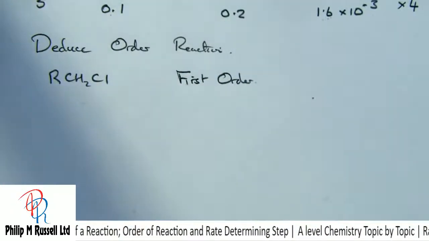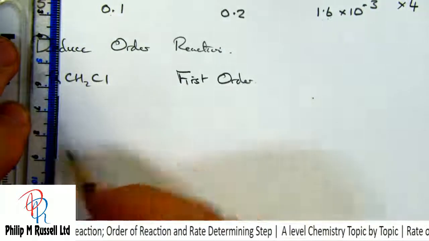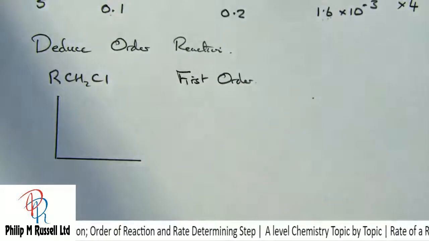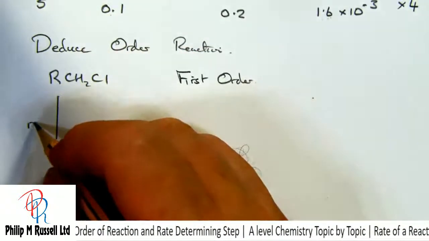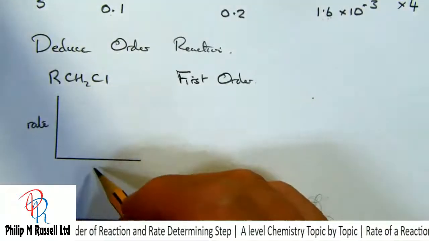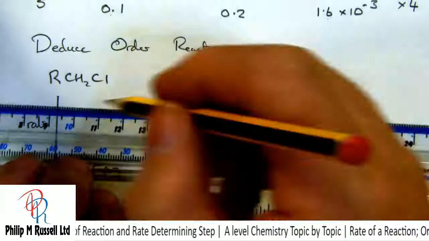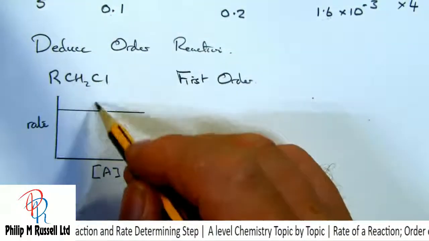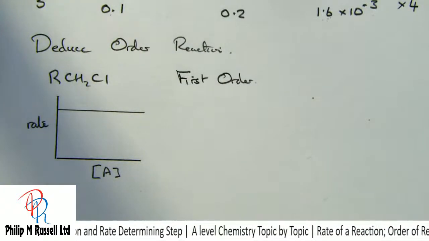To remind you, if we've got a 0 order reaction, then if we changed the rate, this is going to be the rate this time, and this is going to be my concentration of whatever I've got, it would have no effect. So by putting more or less in, it's not going to affect the rate of the reaction.